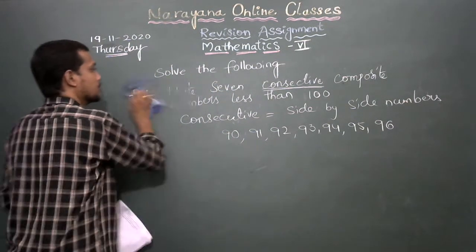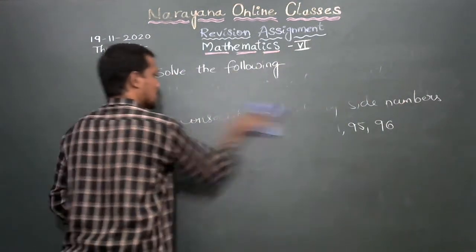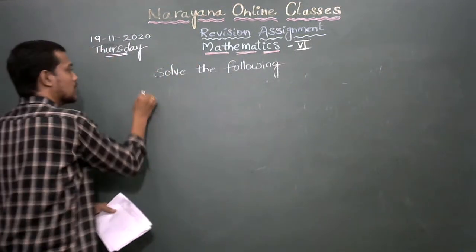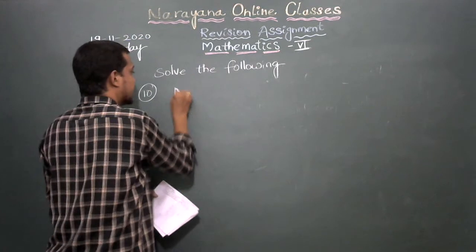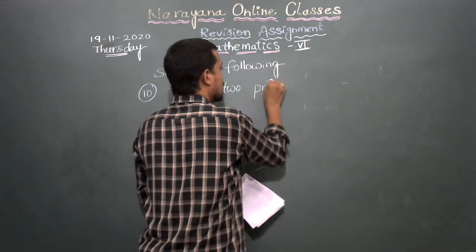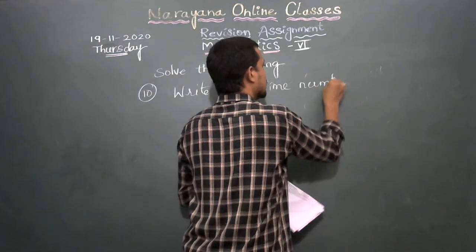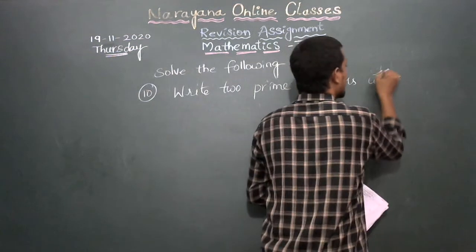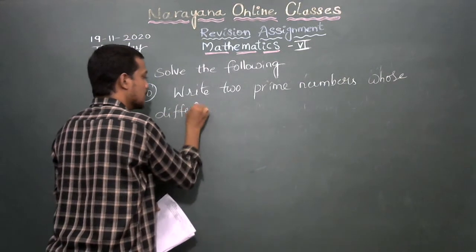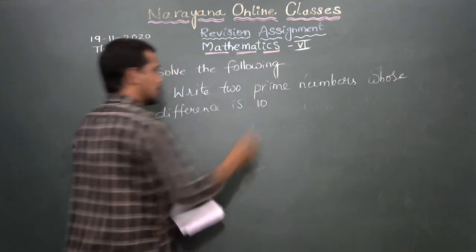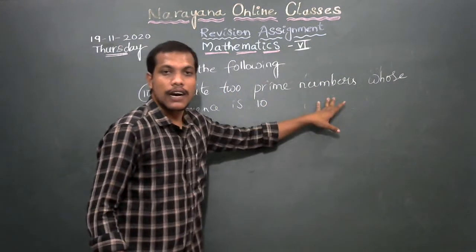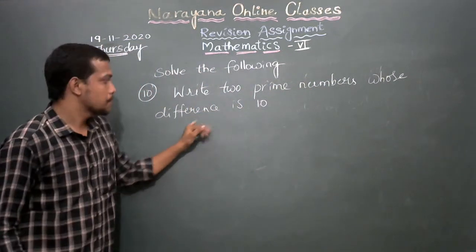So now 10th one, last question. Write 2 prime numbers whose difference is 10. So here in the 10th question, what they are asking is: write 2 prime numbers whose difference is 10.